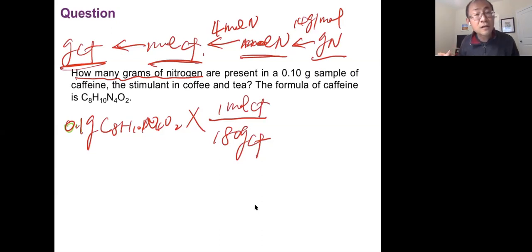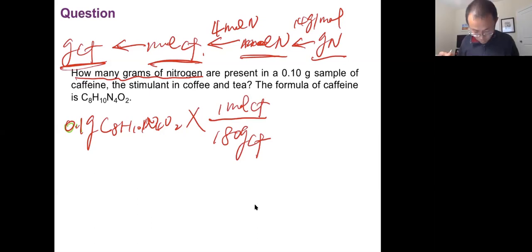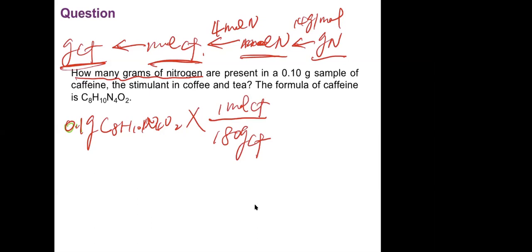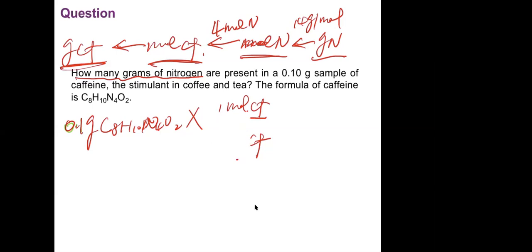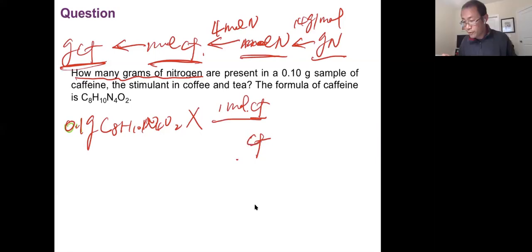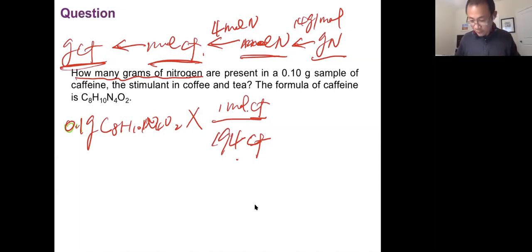Wait, does that make sense, guys? Is 180 grams per mole for caffeine or was it for aspirin? I think, sorry, it was for aspirin. Oh, sorry, my bad. Can you guys tell me what's the molar mass for caffeine then? Can you do it? I'll do it. If you can do it quicker, let me know. 96 plus 10 plus 56 plus 32. 194. Okay, 194. Thank you. See, I was quick.